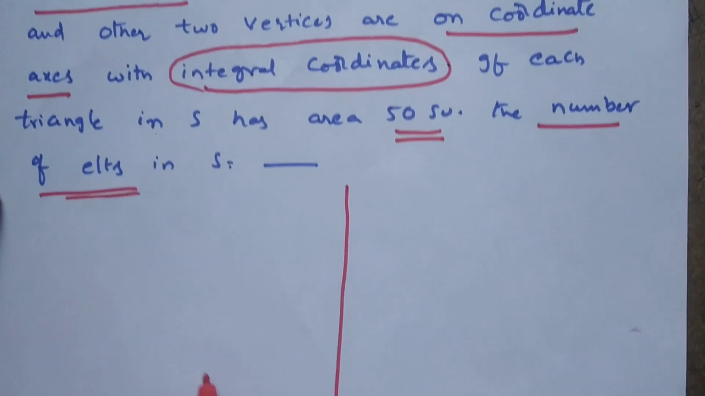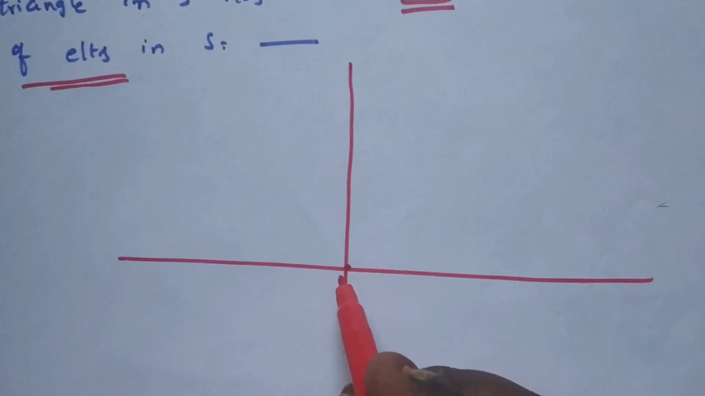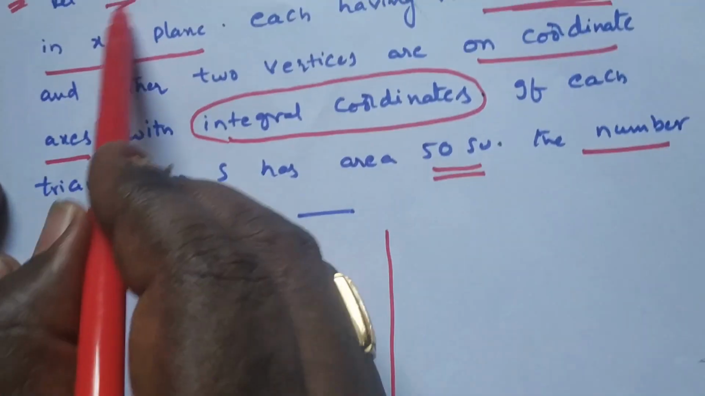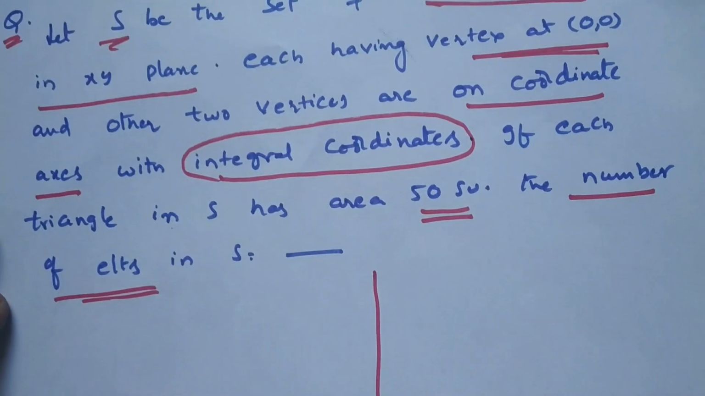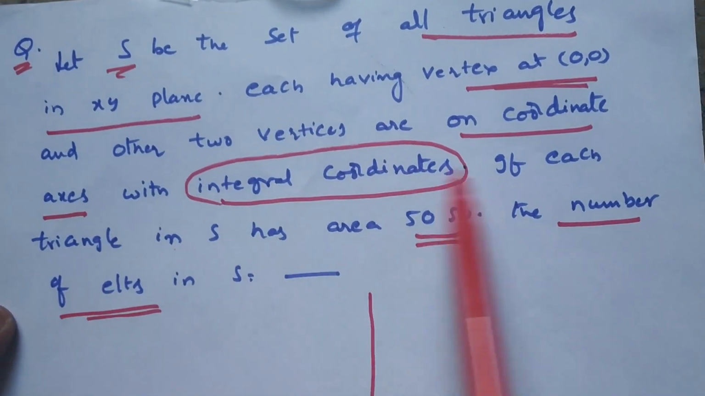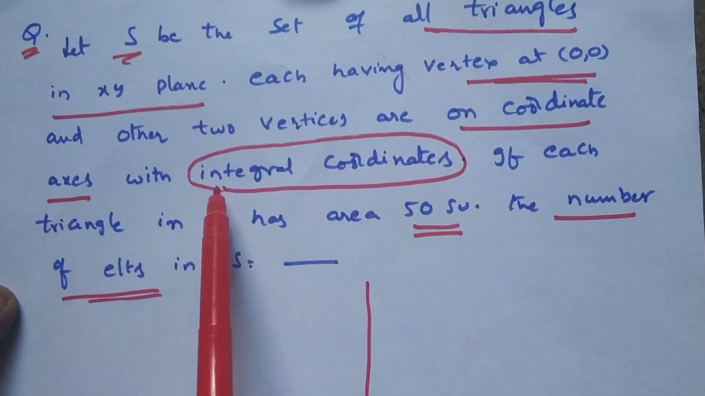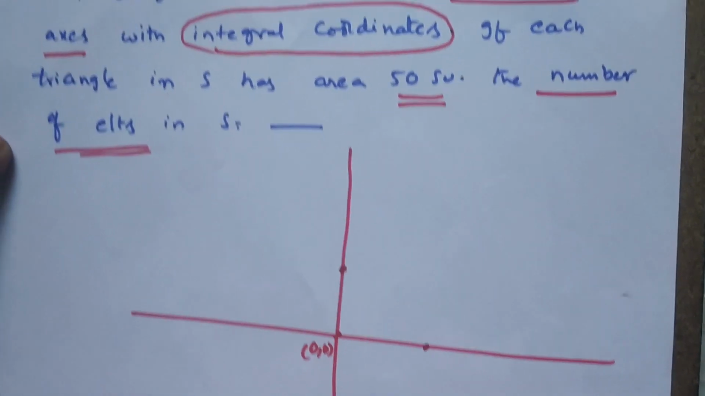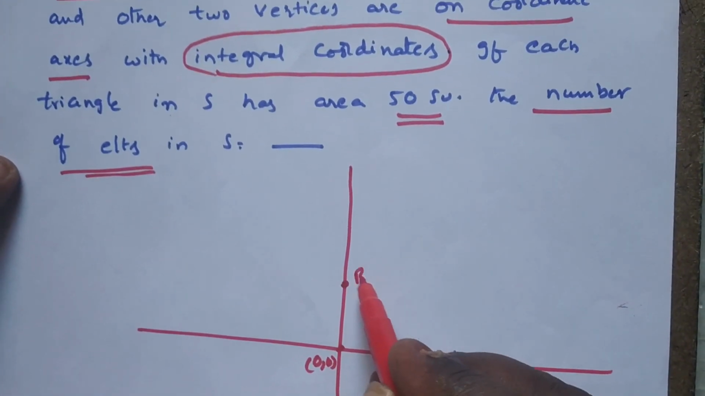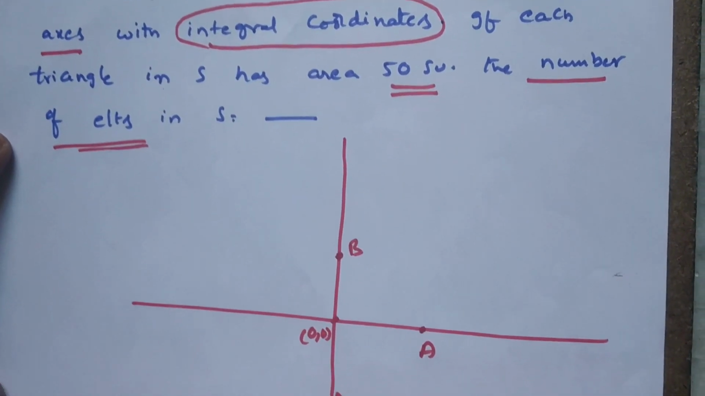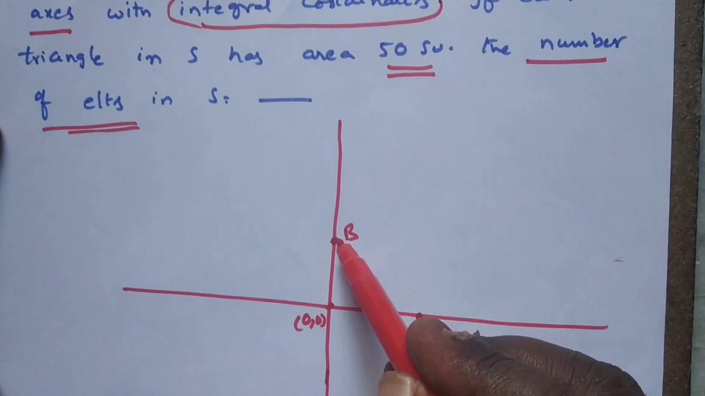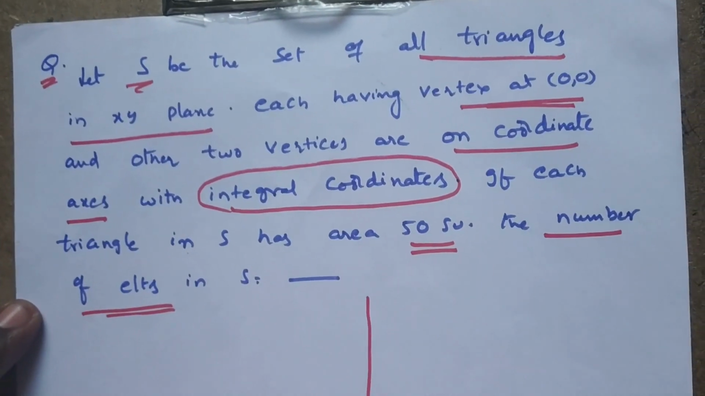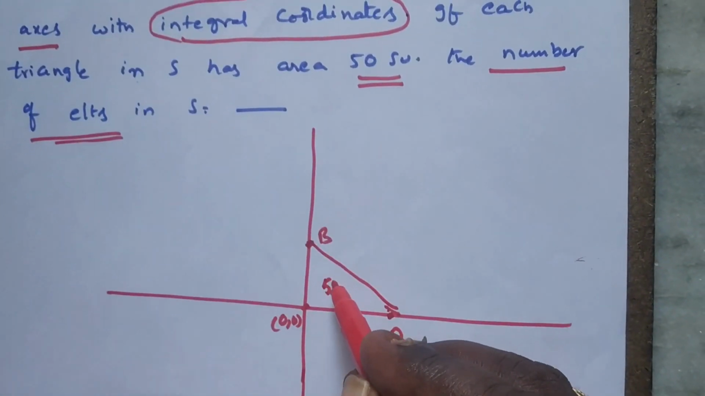These are the coordinate axes. The origin is a vertex of every triangle which belongs to S, and the other two vertices have integral coordinates, one on the x-axis and the other on the y-axis. This is A, this is B. A and B may lie on the negative x-axis or y-axis respectively. So this is one possibility of a triangle which belongs to our set S. What is its area? 50 square units.